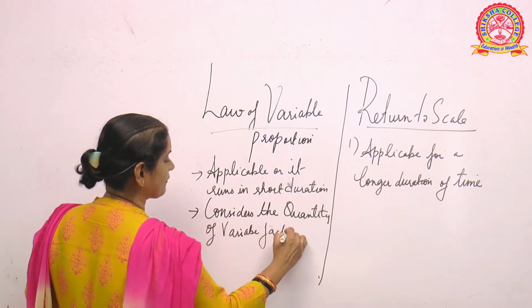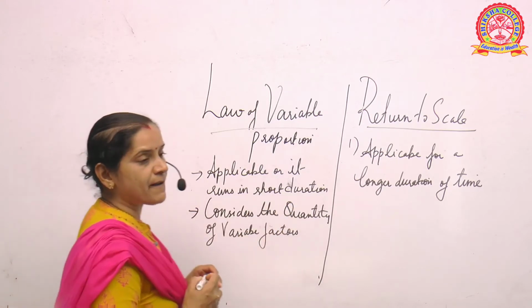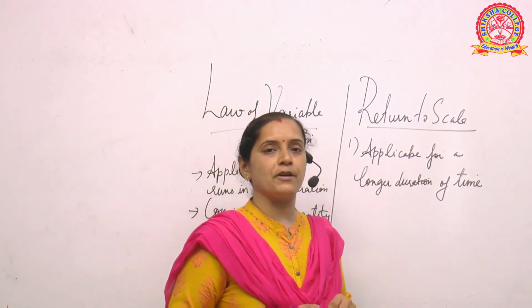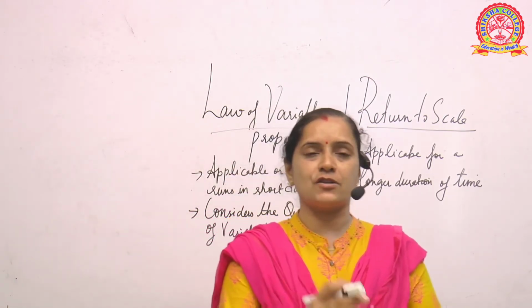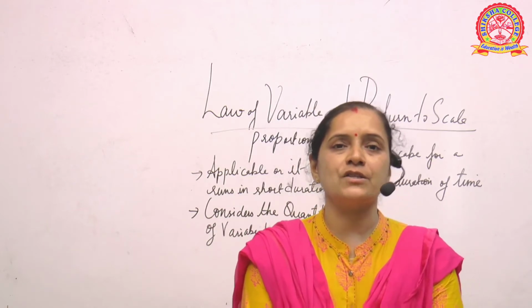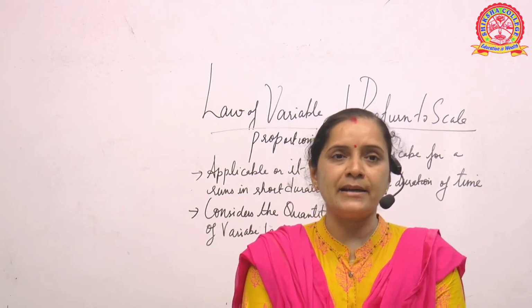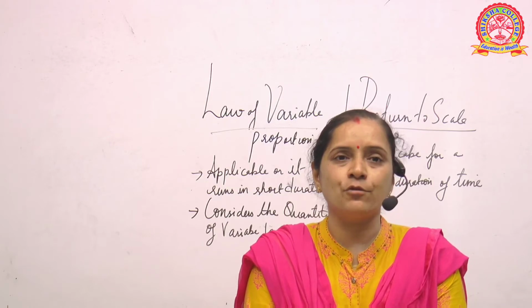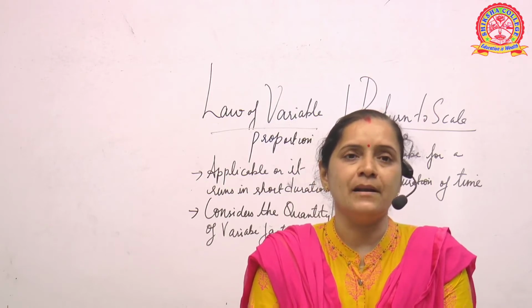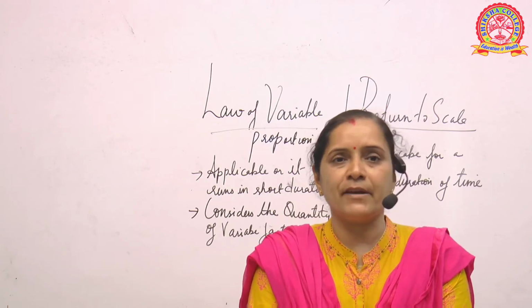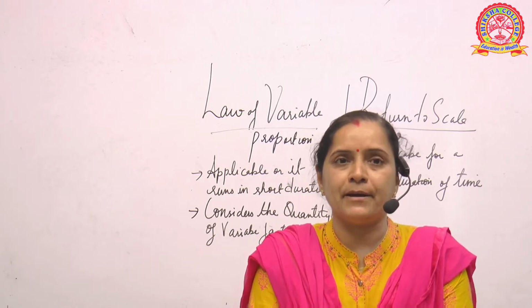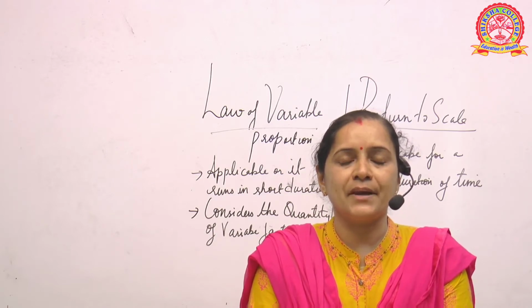Again, I will tell you what are variable factors. We have already discussed that in the production process there are two types of functions. One is the short duration function, another is long duration. Under short duration function we have two types: one is fixed and one is variable. Variable means your labor, machineries, other inputs are variable.